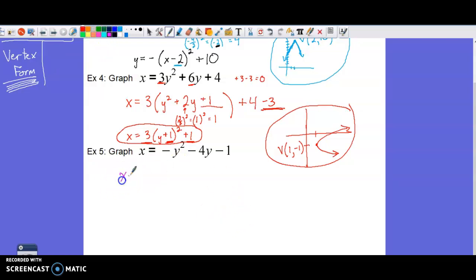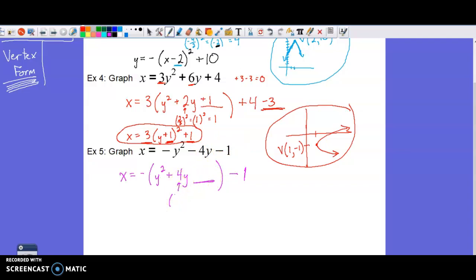So again, my first step is to factor out a negative, because this first term needs to be a positive 1. So I'm going to change this one as well to be a positive 4y, because I'm factoring out a negative. Put a blank right there. We've done completing the square a long time ago, and then the last term stays minus 1. By the way, that would be a quick way of figuring out your x-intercept, but anyway.